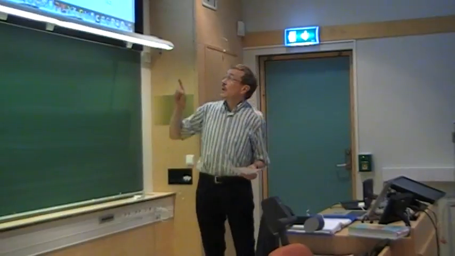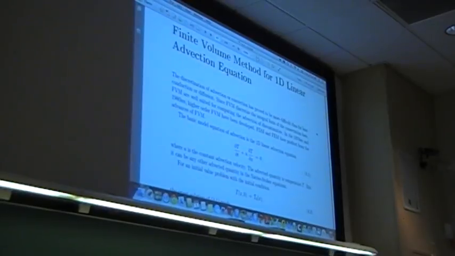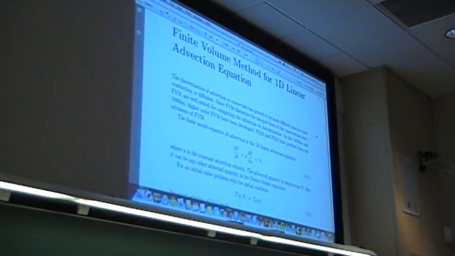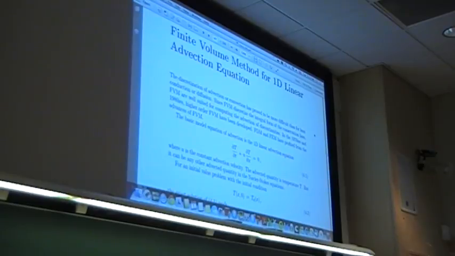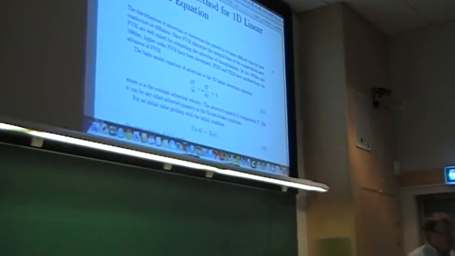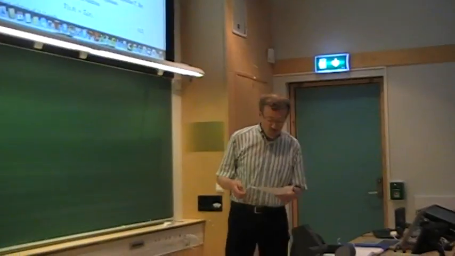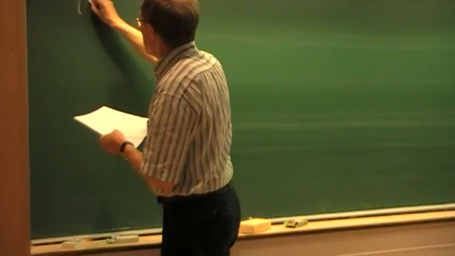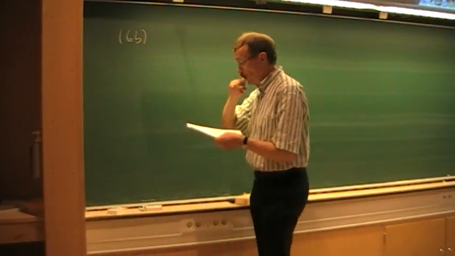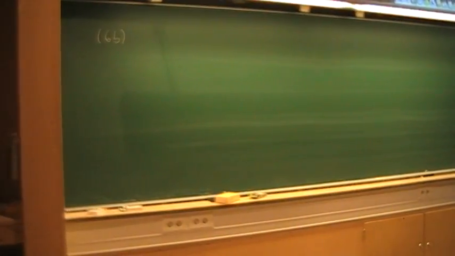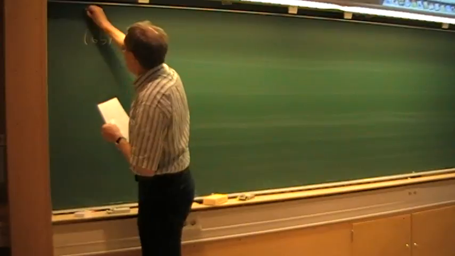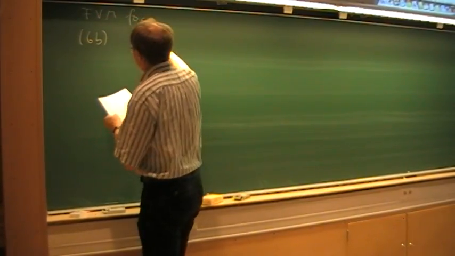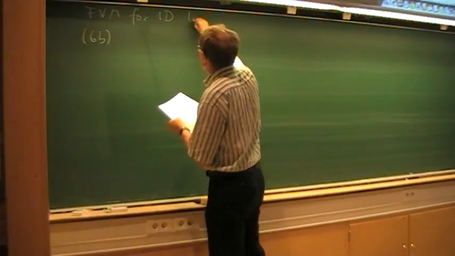So last time we started looking at the linear advection equation and we ended up with the form of the equation in integral form that we can write where we introduce the cell average. And what we ended up with was the formula that is essentially the finite volume approximation, the finite volume method for the 1D linear advection equation.